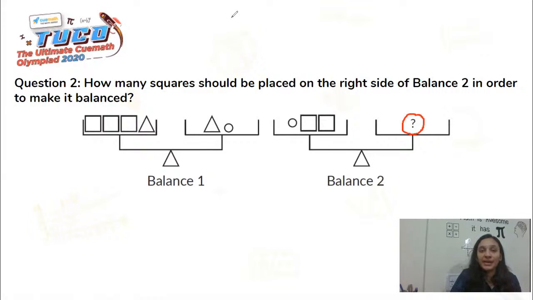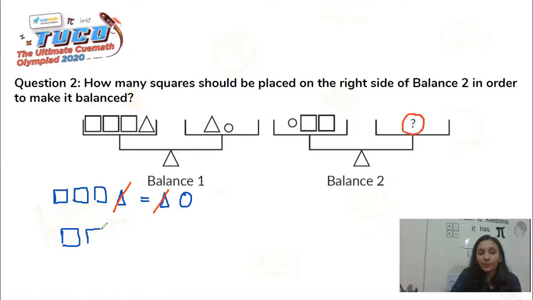So we'll have to understand from balance 1, how does it go? What we see is 1, 2, 3 squares and a triangle balance out 1 triangle and a circle. What is common to both sides is 1 triangle, which can be cancelled out. So what we understand is that 3 squares put together are equivalent in weight to 1 circle. That is, 3 squares can balance 1 circle. So here, instead of a circle, we can have 1, 2, 3 squares.